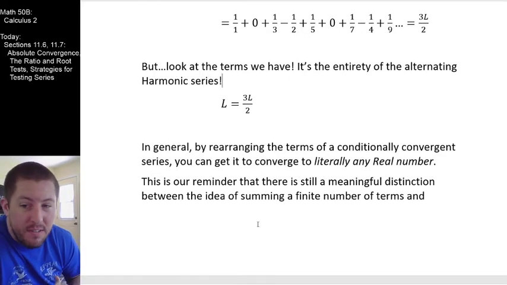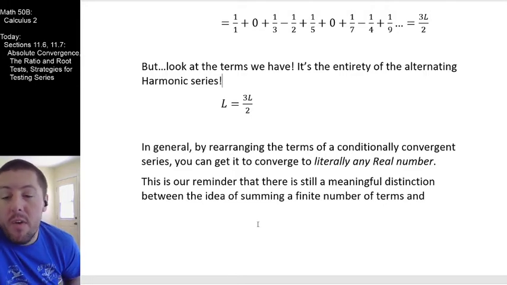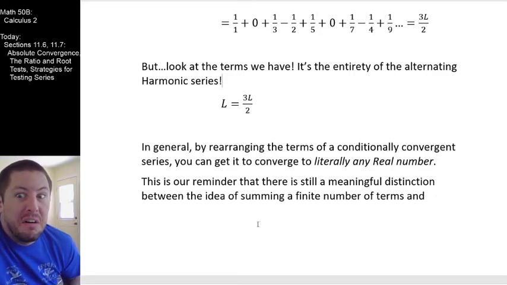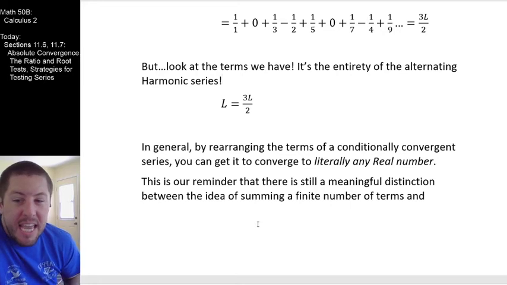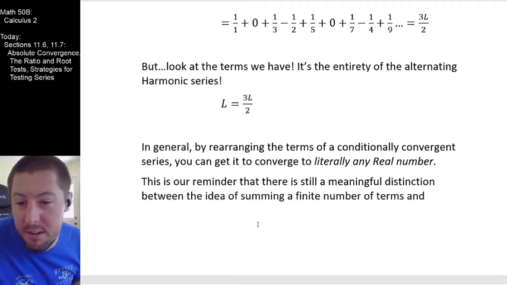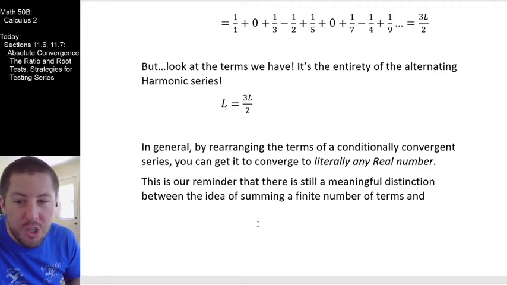It turns out, and this is crazy, and this is proven to be true, it turns out by rearranging the terms of any conditionally convergent series, you can get it to converge to literally any real number you want it to converge to. Literally every conditionally convergent series can be coerced, manipulated into looking like it is converging to literally any real number you would ever want it to converge to.